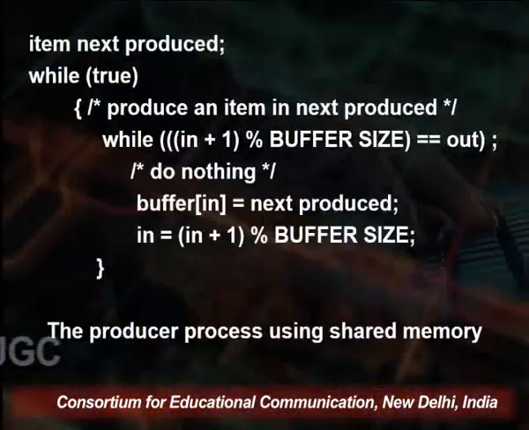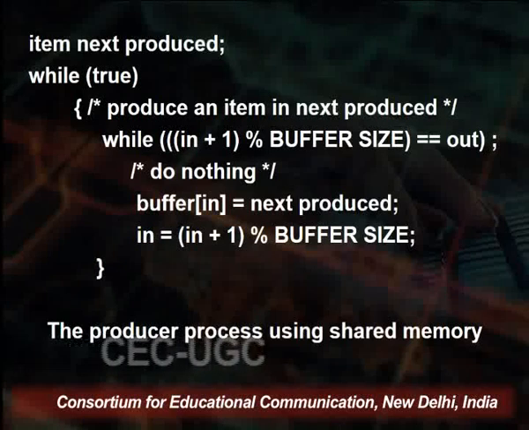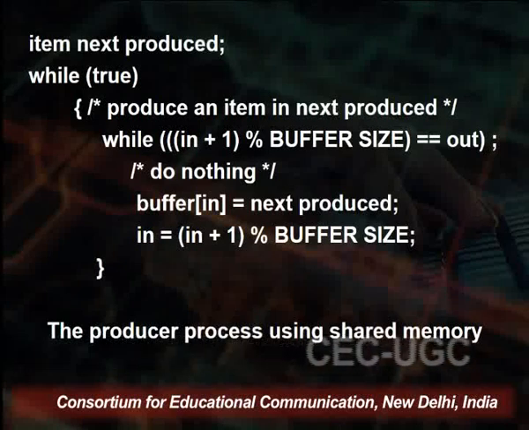And what could be the structure of the producer and consumer problem? Let us recap that as well quickly. The producer is going to produce one particular item, but this will not be stored inside the buffer if my buffer is full. And what is the situation of a full buffer? The full buffer situation is tested with the help of the pointer in, which says in plus 1 mod buffer size equals out. While this situation is going on, the producer is going to do nothing.